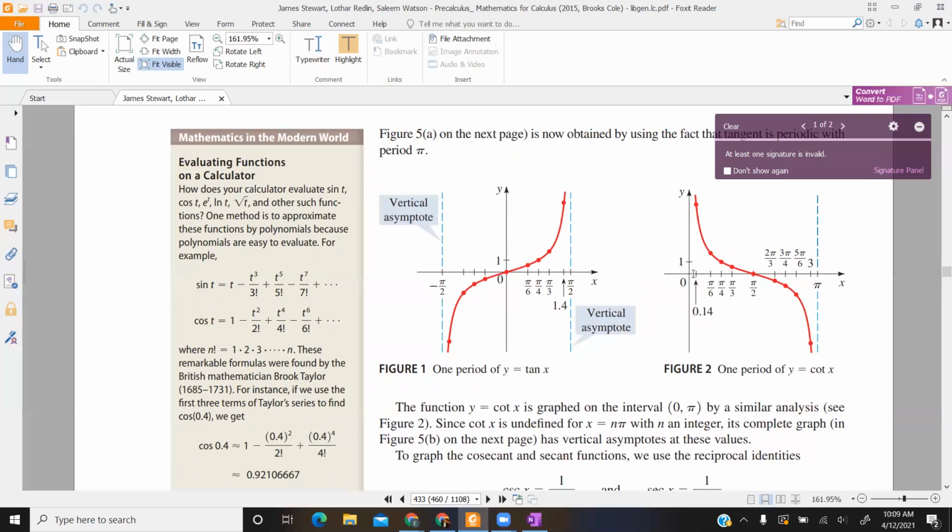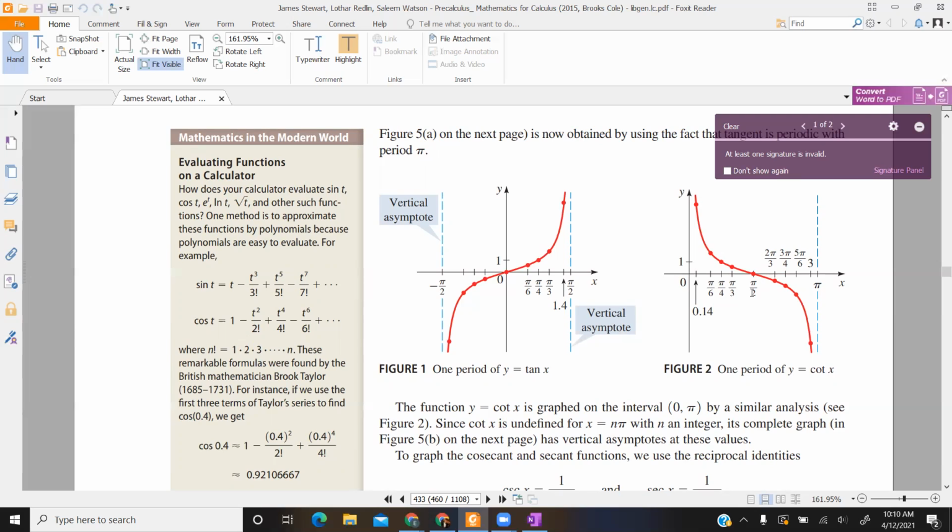But notice the difference. The points where it's not defined are different. So cotangent is not defined wherever sine of t or sine of x is 0, because cotangent is reciprocal tangent. So cotangent is equal to cosine of x over sine of x. Sine of x is 0 at points like 0, pi, 2 pi, 3 pi, 4 pi, etc.